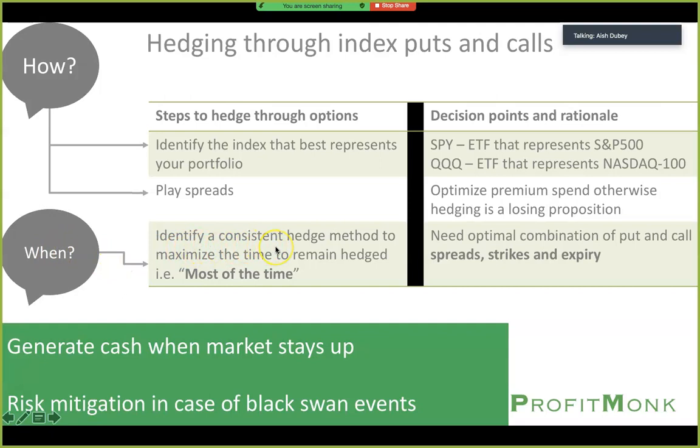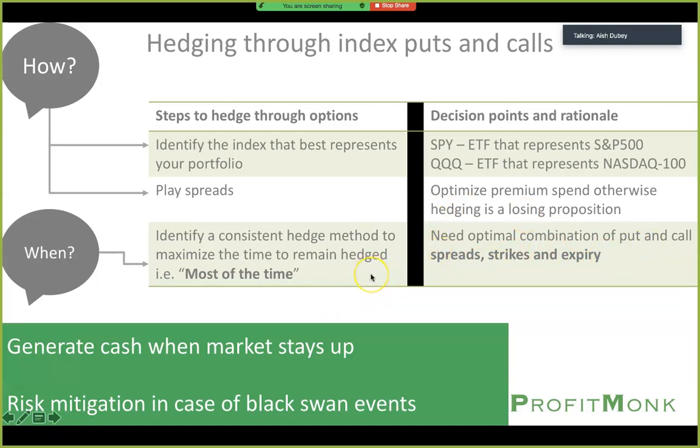So basically, if you can identify a consistent hedge method to maximize the time to remain hedged, then that's the best, which means you remain hedged most of the time. You don't hedge only when the market is going down, but you remain hedged most of the time. And what does that need? You need a reasonable combination of put and call spreads, strikes, and expiry. So that's what is needed.